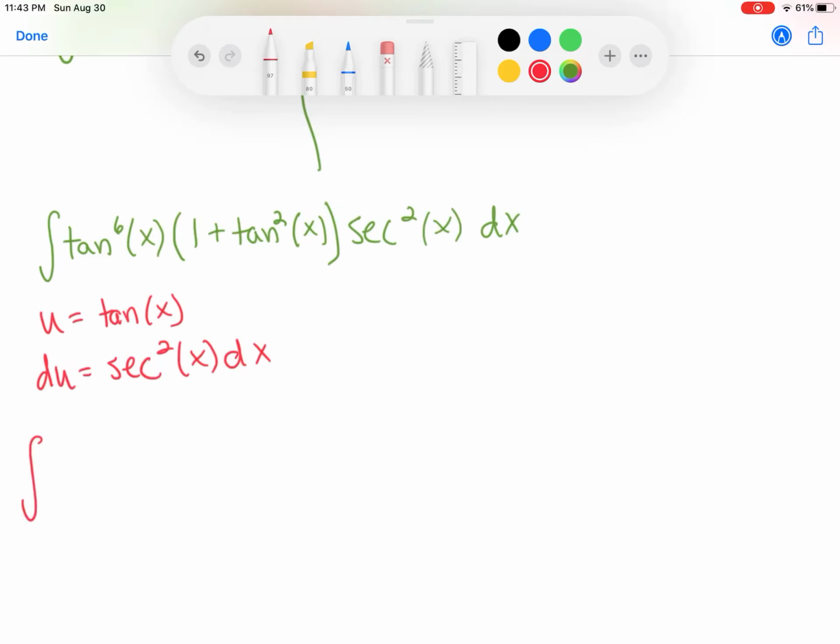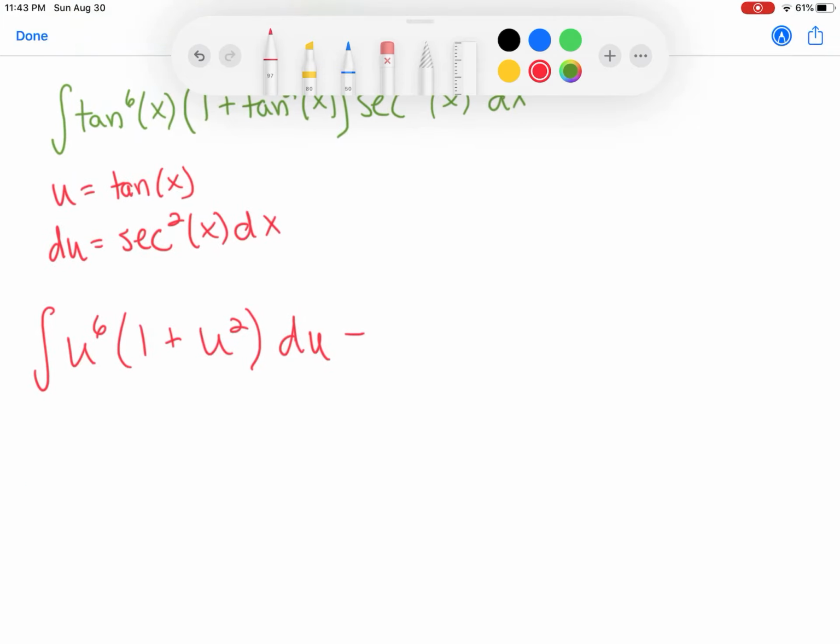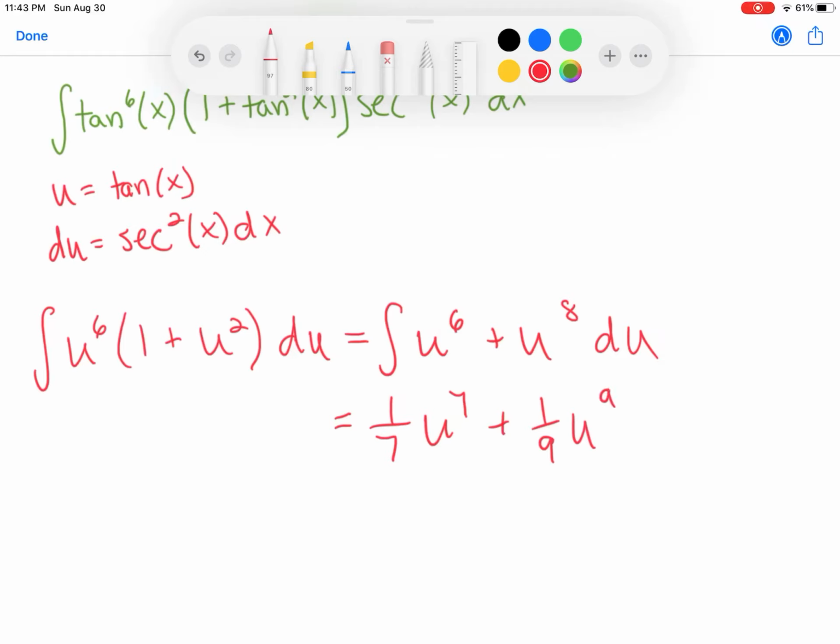So, all right, let's write this out. So we have u to the 6th, 1 plus u squared, and then du. That's not too bad. Okay, looks super familiar. We actually had another integral that when we did u sub, it became identical to what we currently have. So let's work sideways. All right, so if we multiply out, we're going to have u to the 6th plus u to the 8th du. Let's find the antiderivative. We're going to have 1/7 u to the 7th plus 1/9 u to the 9th plus c.